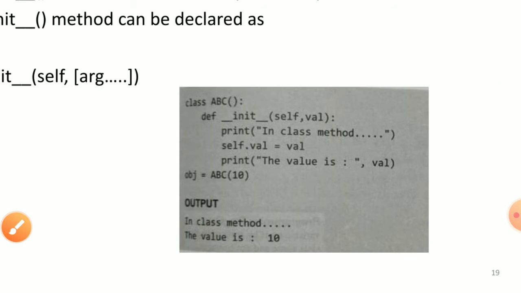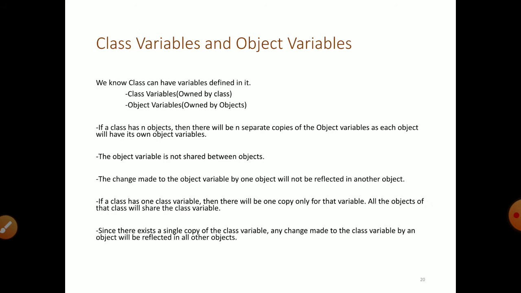With reference to this particular program, I want to start with the very first concept of today's lecture, which is class variables and object variables. Now what is meant by class variable and object variable? Basically these variables are of two types, class variables and object variables. As the name suggests, class variables are owned by the class and object variables are owned by the object. Just listen carefully. If a class has n objects, then there will be n separate copies of the object variables, as each object will have its own object variable.